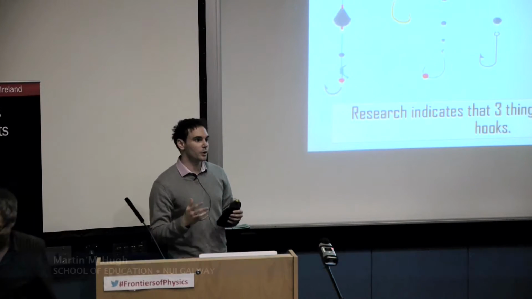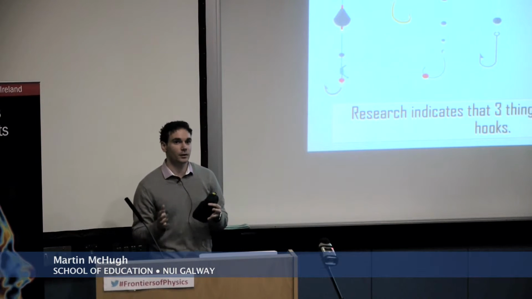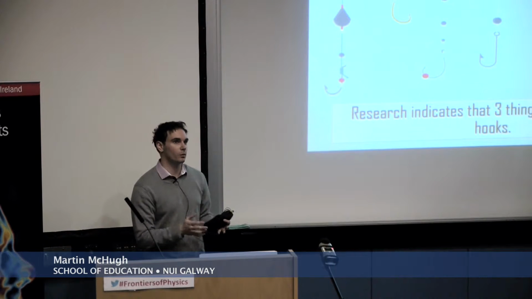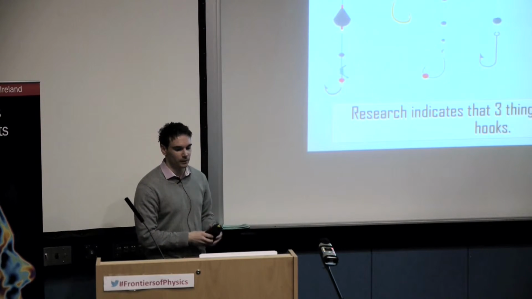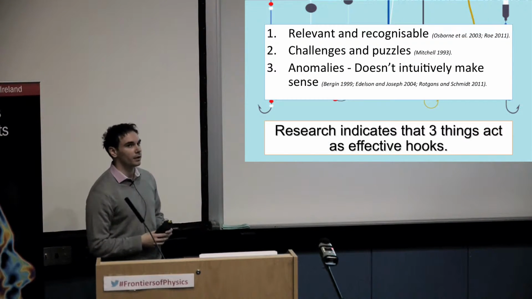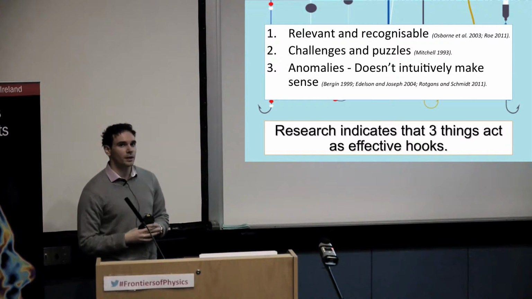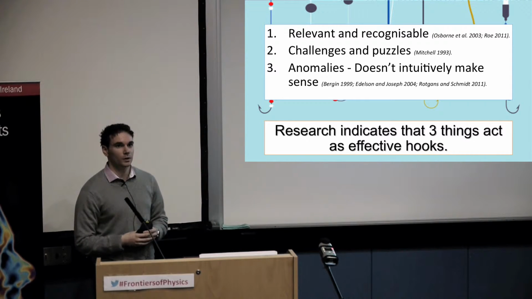So basically, when we were charged with the task of making the physics hooks, we looked online to find the various different aspects that you could use in your own teaching to get students interested, and then we had to pick the ones that would work in a visual medium, ones that you could transplant into a video. So we found three things. The first was things that are relevant and recognizable. I'm sure teachers will agree with a lot of these things. The second one was challenges and puzzles, or questioning. And the third one was anomalies, things that don't intuitively make sense.